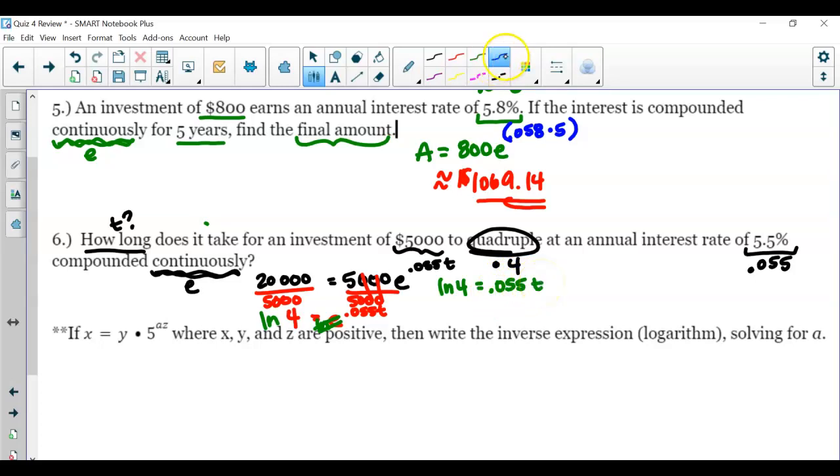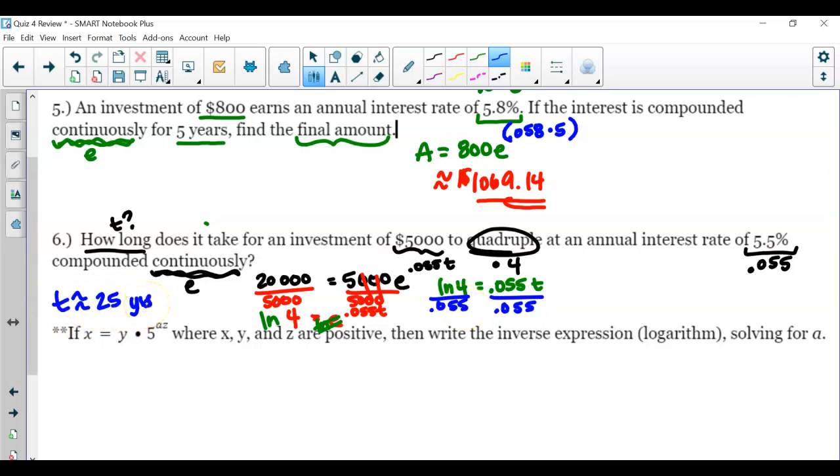So now here, solve for t. If it's being multiplied, then divide by 0.055. And you end up with the time is approximately 25 years.